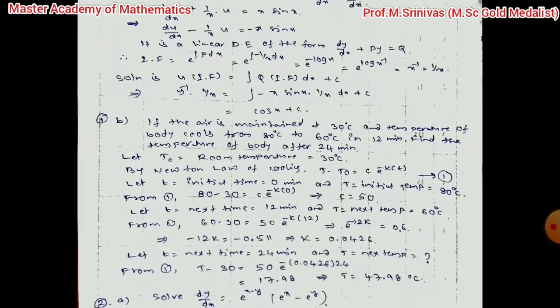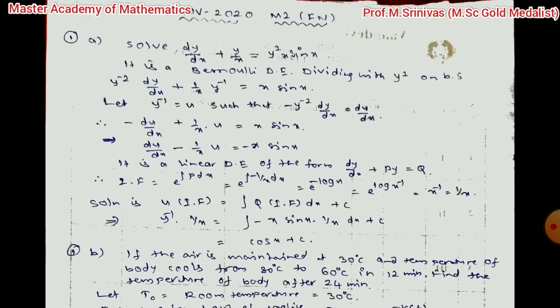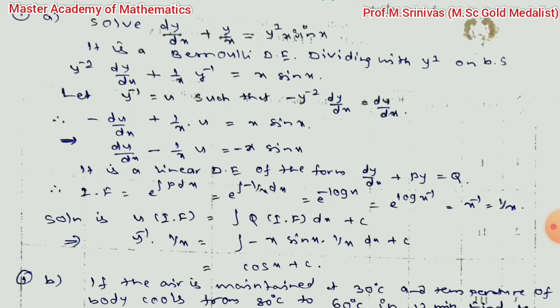Right. Now coming to the first one. Solve dy/dx + y/x = y² x sin x. So clearly this is nothing but a Bernoulli differential equation. Dividing by y² on both sides, you get one more equation: y^(-2) dy/dx + (1/x) y^(-1) = x sin x.